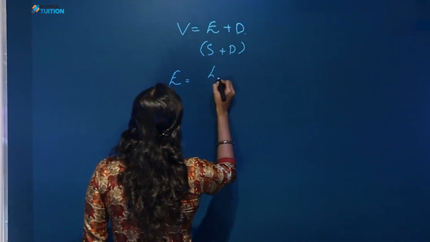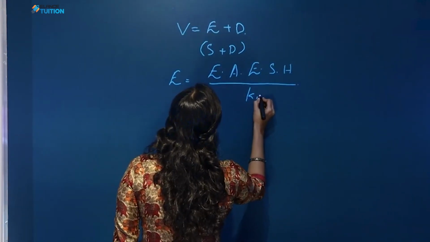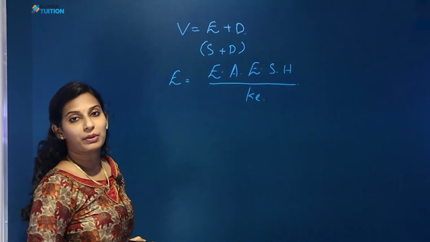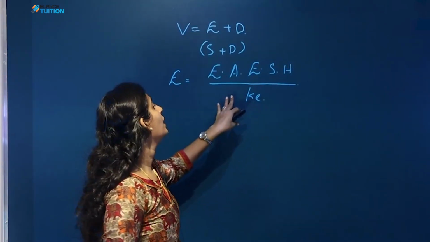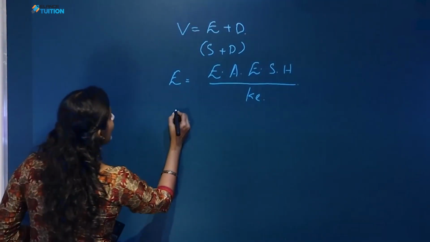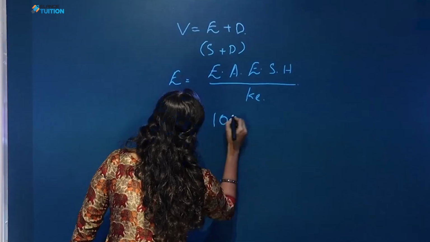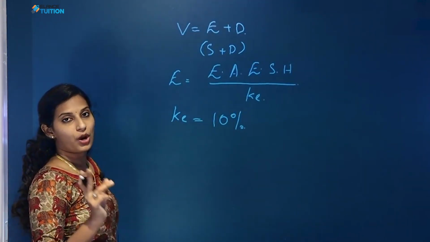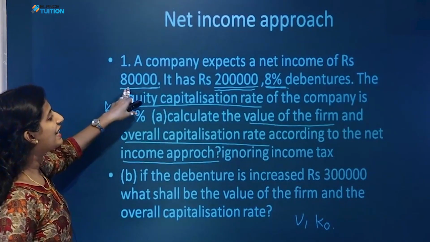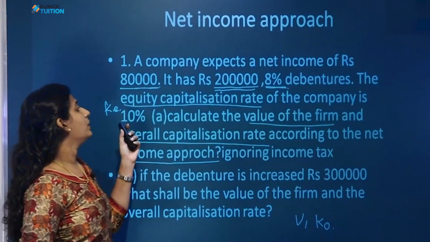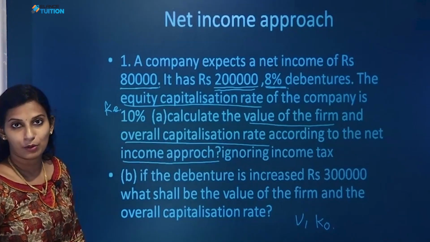So E is equal to earnings available to equity shareholders divided by equity capitalization rate. So here KE is given in your question and that is 10%. So KE is 10% and earnings available to equity shareholder is not given. You want to find out this earnings available to equity shareholders. But here net income is given, EBIT is given, and we know that after deducting interest, tax and dividend from EBIT, we will get earnings available to equity shareholders.